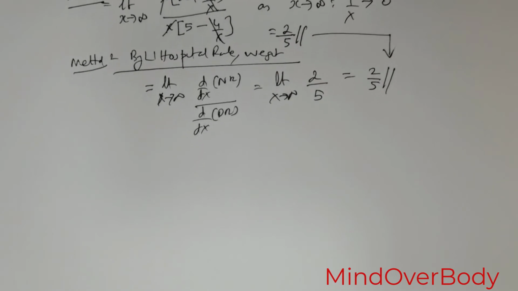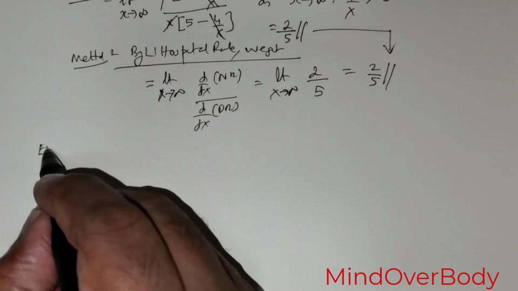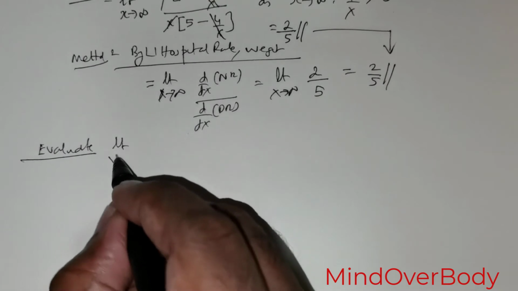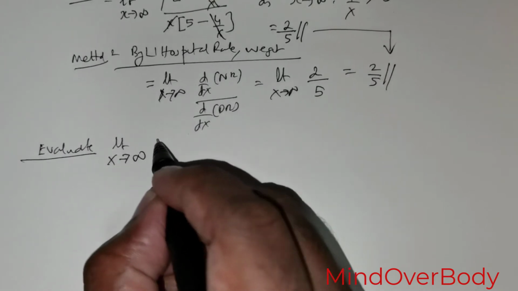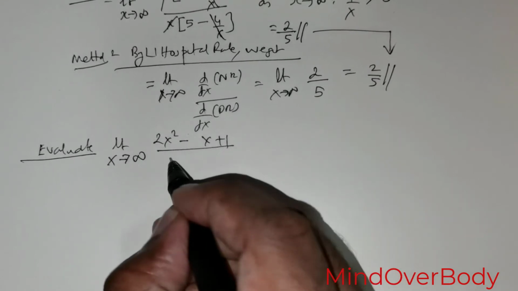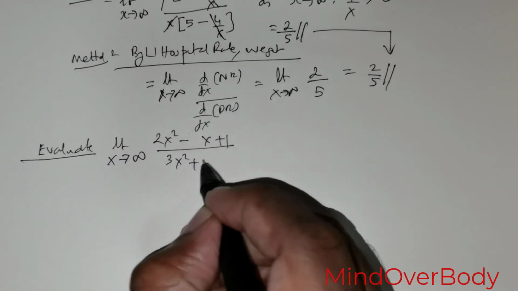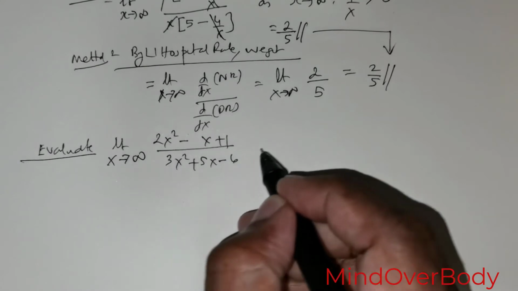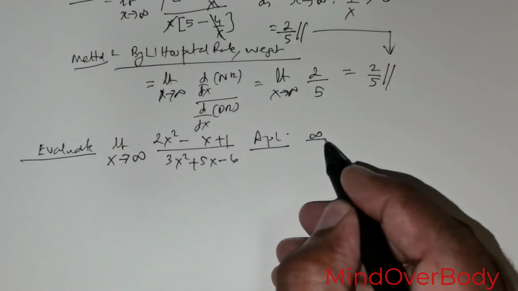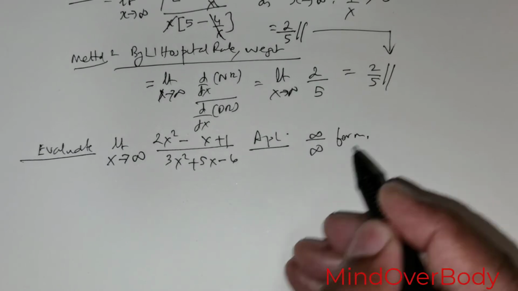So let's do another question. We've got: evaluate limit x tending to infinity of (2 times x squared negative x positive 1) divided by (3 times x squared positive 5x negative 6). Now applying limits, what do we get? Clearly we get infinity over infinity form.